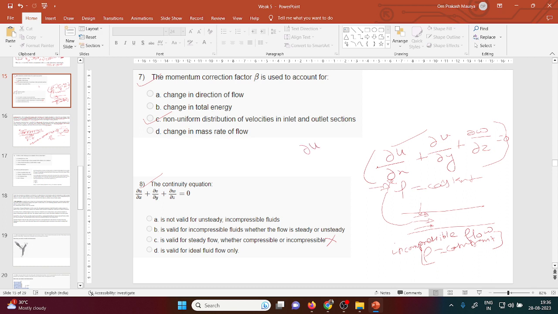What does the temporal term mean? Del u by del t, del v by del t, that is, how velocity changes with time. Any variation of flow velocity with respect to time is not given in this equation. So del u by del t, the velocity change with time, is assumed equal to 0 in this equation already. So this is mainly the steady case, where the unsteady is written in option 1, so it is eliminated. Option B is already eliminated.